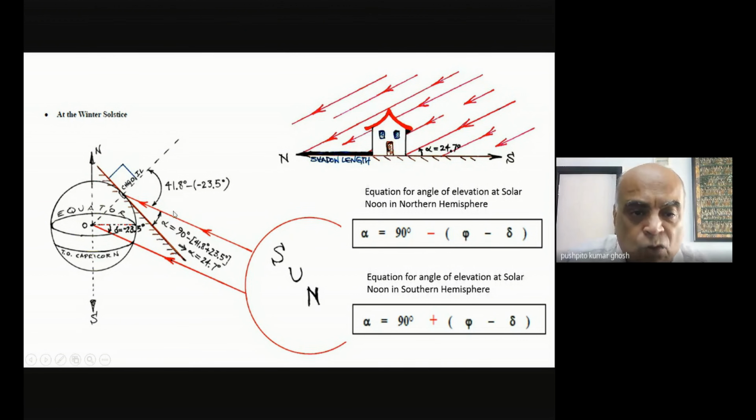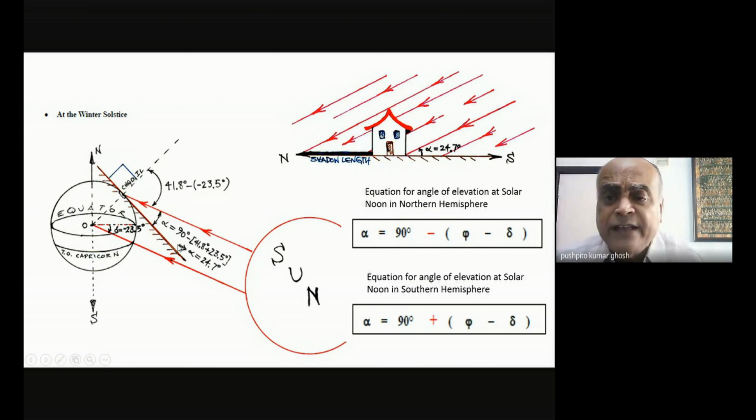All right. So you can see in Chicago, during the winter solstice, the rays are falling very, very slanted. This is that 24.7 degrees, the angle with respect to the tangent, or the ground.